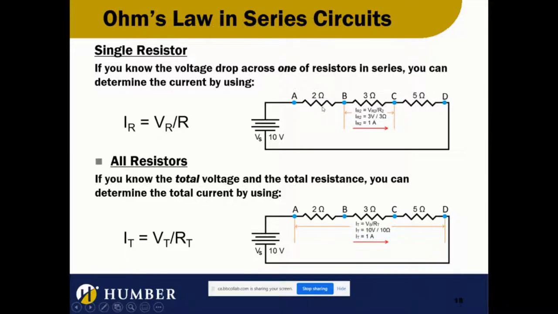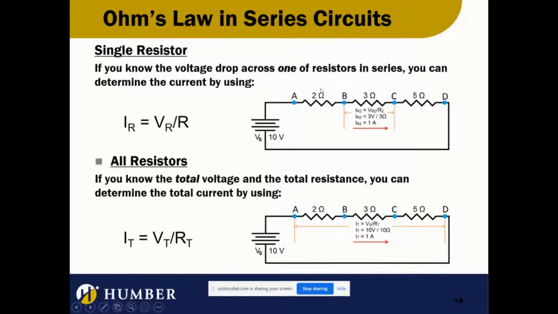So if I now know the current through here, I can use Ohm's law to calculate the voltage drop across this resistor. With that, I now have, through Ohm's law, the voltage drop across this resistor. I have the voltage drop across this resistor because I measured it. Through Kirchhoff's law, I can take this voltage and find the difference between this voltage and 10 volts, and it would tell me what the voltage drop across here is.